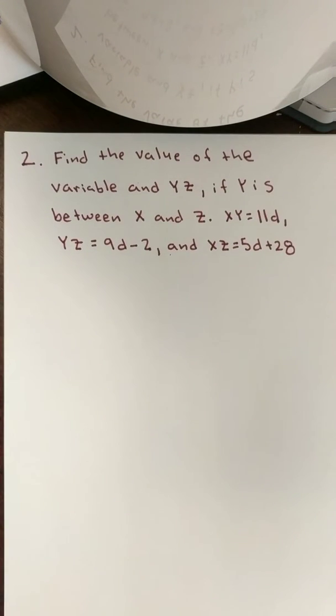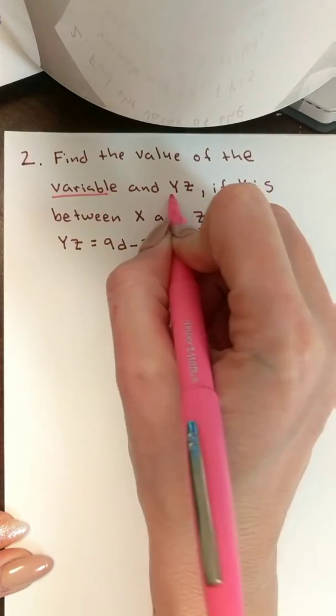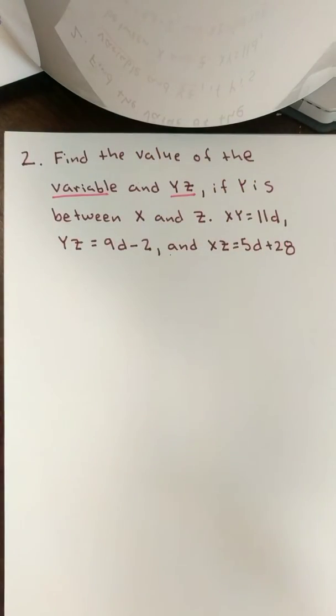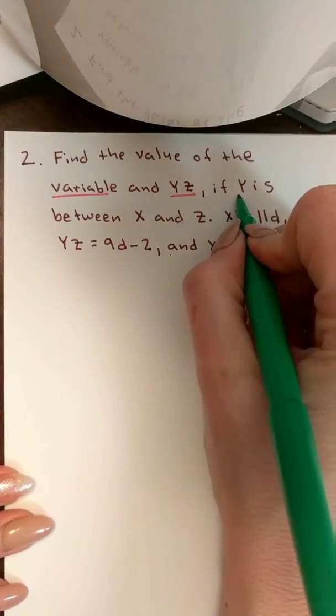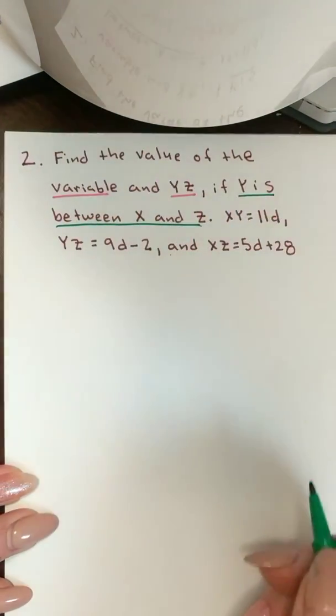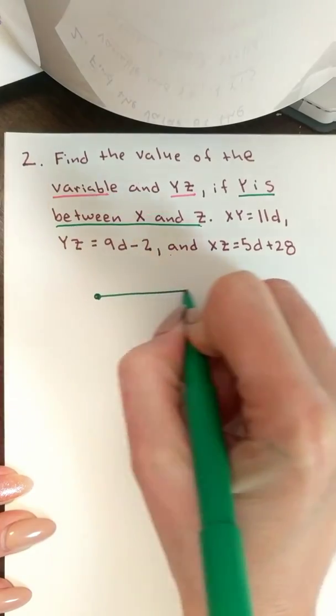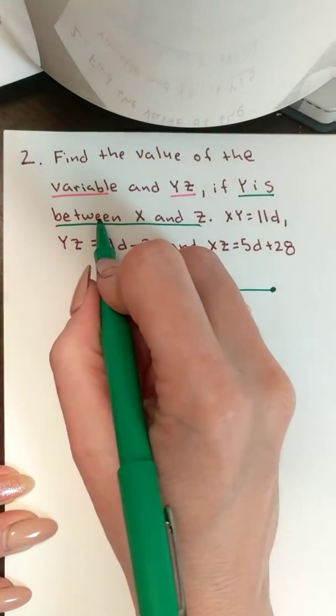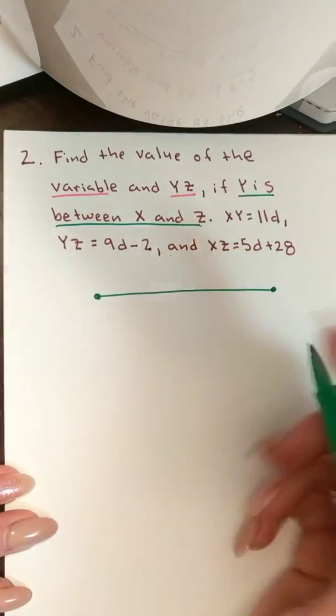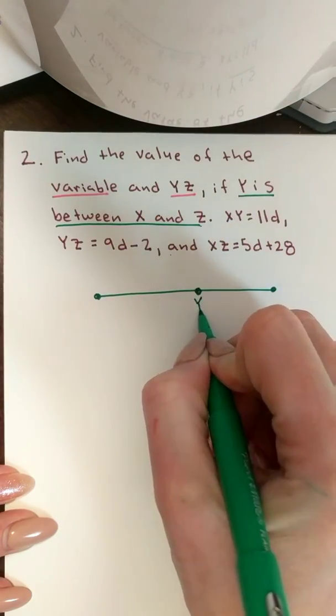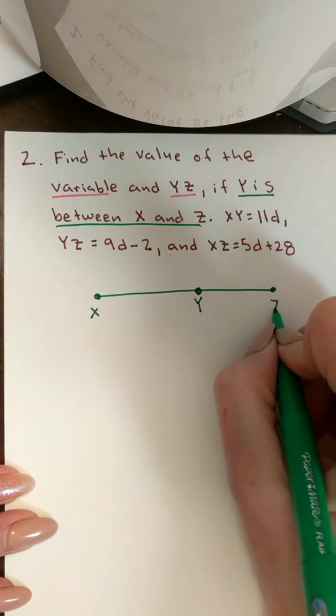So again, read the question, understand what's going on. This is geometry. Geometry is shapes and figures, so you want to make sure you represent the problem with that. They want us to find the value of the variable and YZ, so again, we need two answers. They tell us Y is between X and Z. So if we have our line segment again, Y is between. Between means somewhere in the middle. It doesn't matter where you draw it. So we're going to put Y here, and X is here, Z is here.